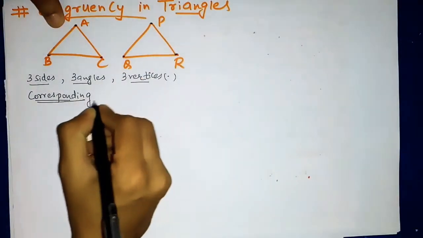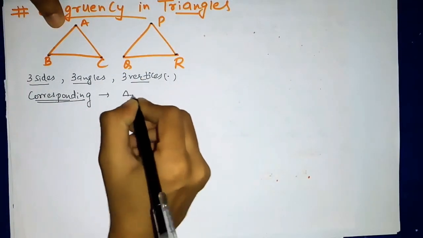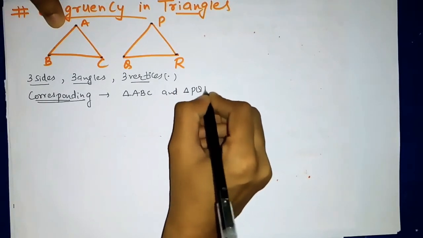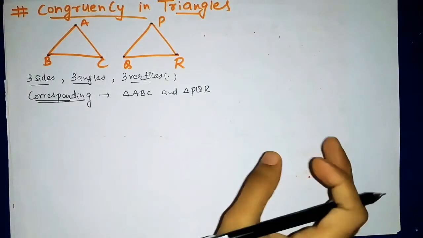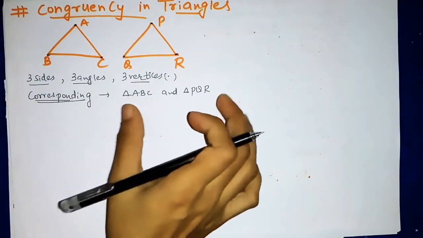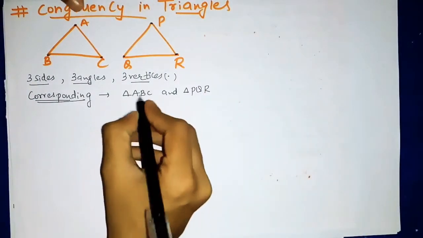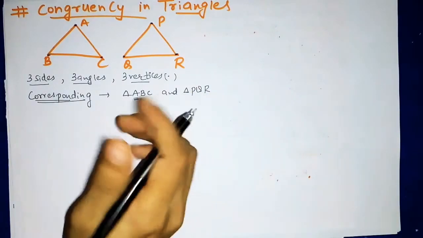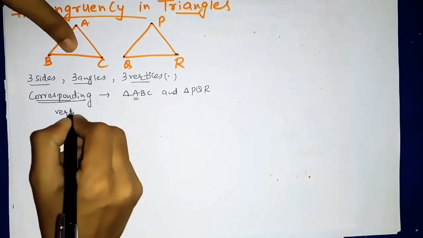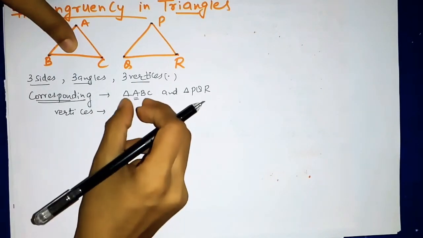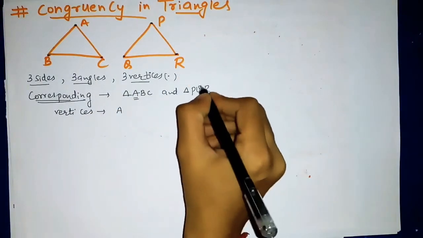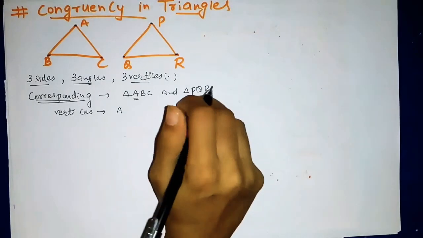Okay, suppose I am writing triangle ABC and triangle PQR. These are the two triangles which I have taken. Now I will write the corresponding parts. Corresponding parts means we will compare the parts of these two triangles. In triangle ABC, what is the first letter? A. So we are first comparing the vertices, the vertex points. In triangle ABC, the vertex A, at the same position, if we come to the other triangle, we get P.